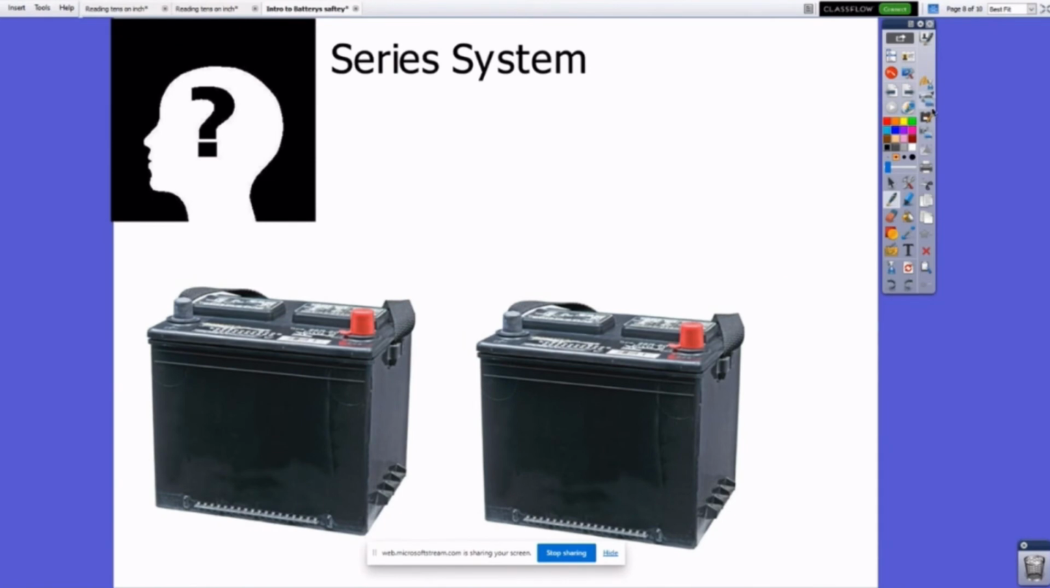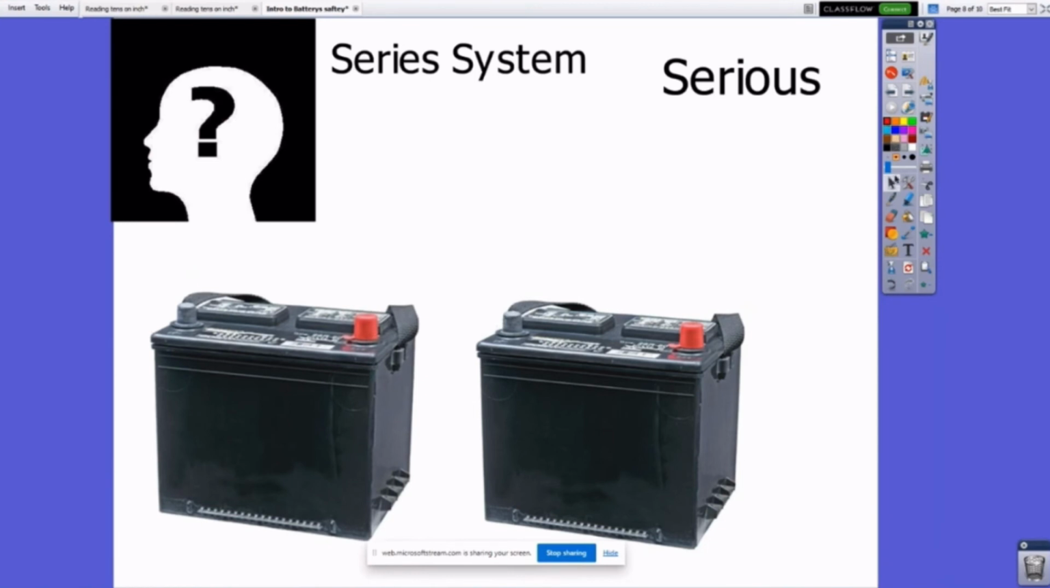Series system. This is a little bit more difficult. What are the things that we need to take under consideration when we're dealing with a series system? Okay, first of all, it's serious business. In most cases, you'll never ever hook a positive to a negative, but in a series system, you definitely will. Okay, you're gonna do exactly that. So in a series system, we are going to take this positive and we're going to hook it directly to that negative right here.